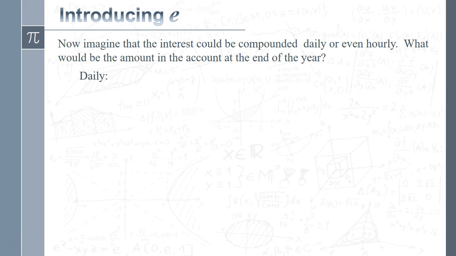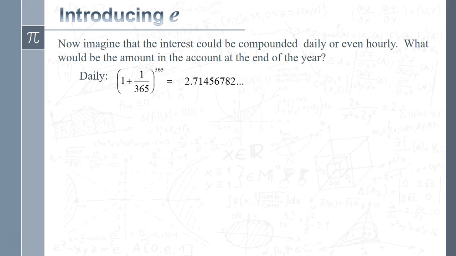So if I did it daily, I'm going to take that 1%, 100%, and I'm going to divide it into 365 equal bits, and then pay it 365 times. So my multiplier becomes that value there. So the amount you'd be getting would be effectively £2.71. Alright, so again, looking good.